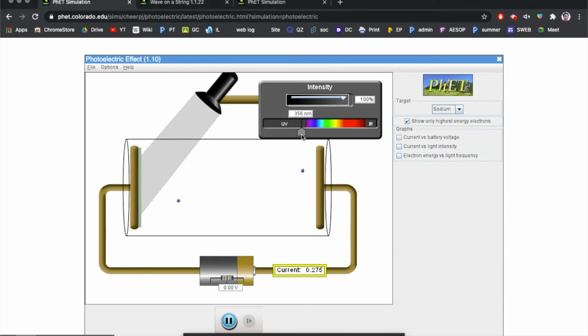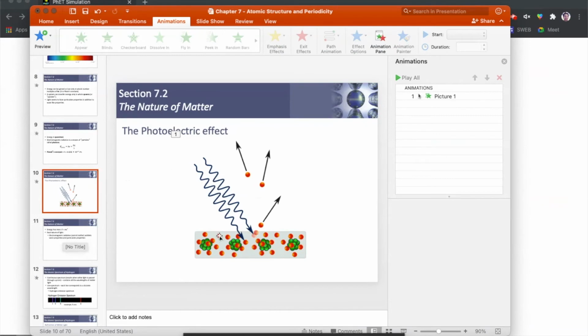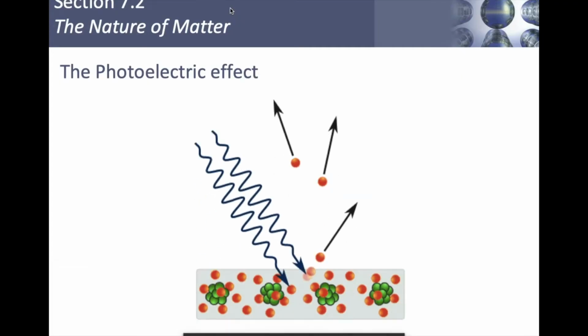And so again, the idea being that there seems to be a magic point at which all of a sudden, okay, current will start to flow and electrons will start to move. And so this could not be explained using classical physics, but it could be explained using a modern idea of quanta and photons. And so that's what the photoelectric effect is really all about. It's about a shift from classical physics to modern physics.